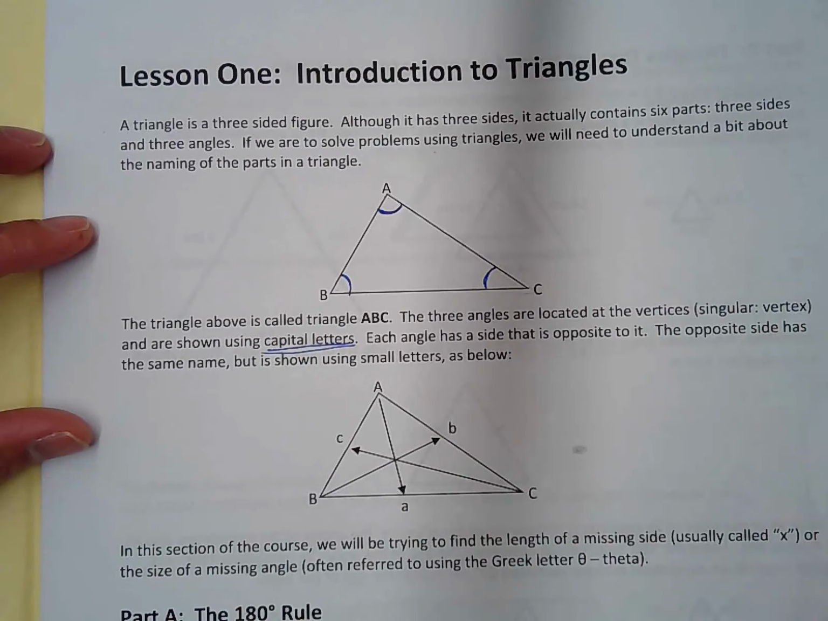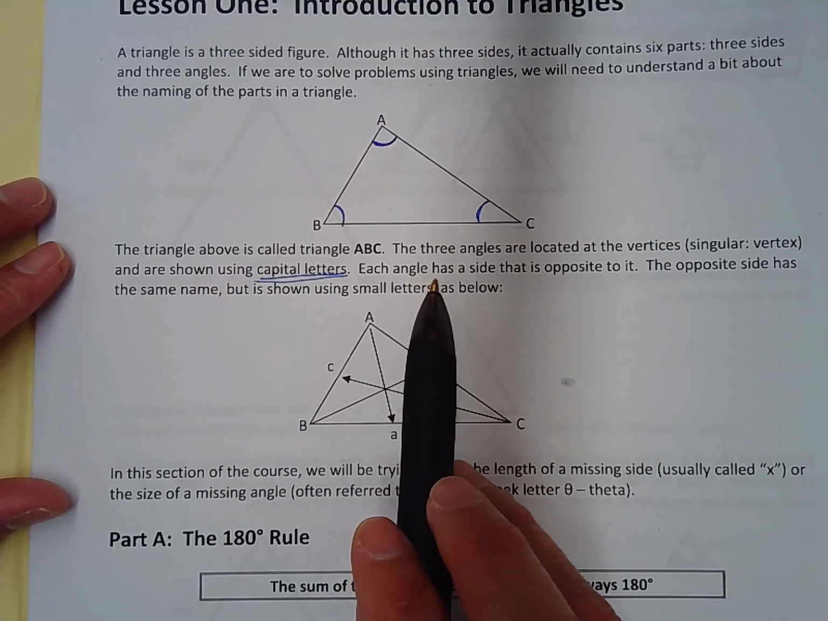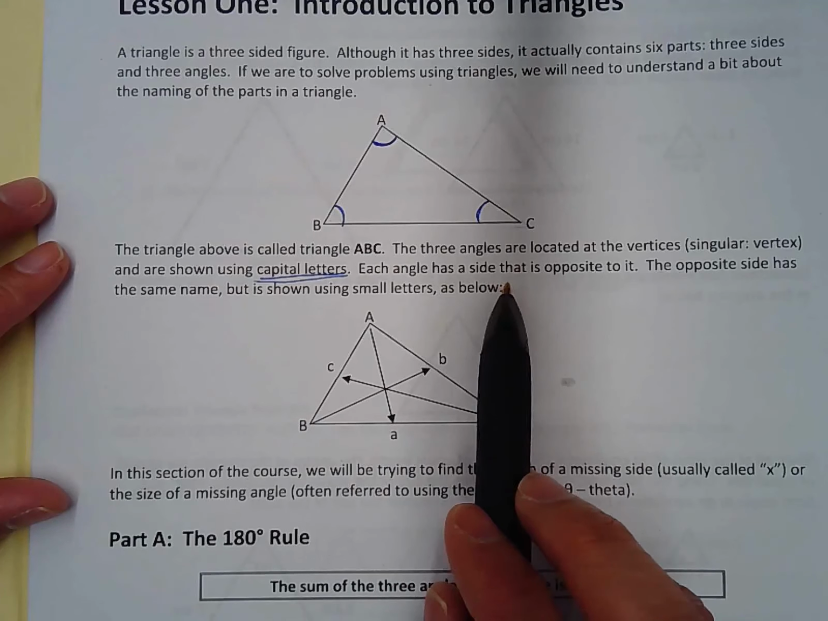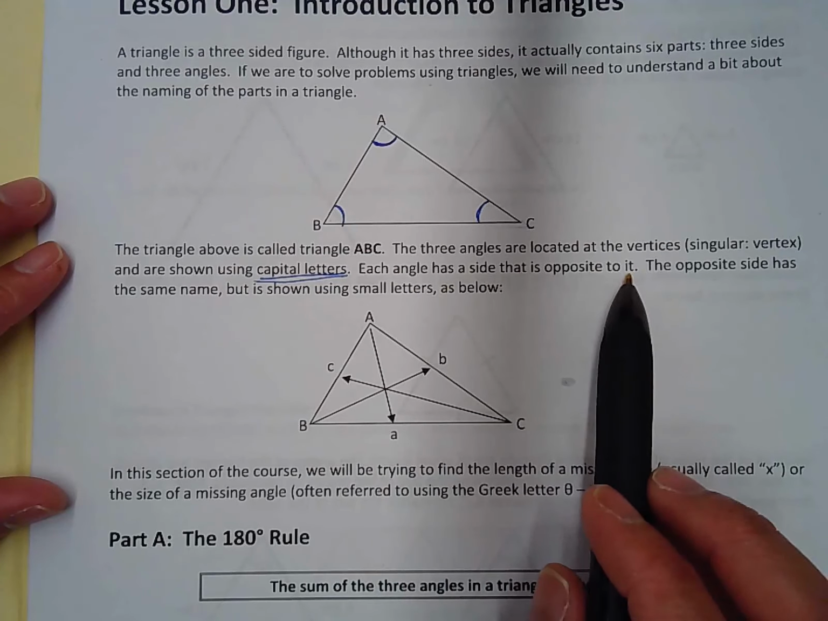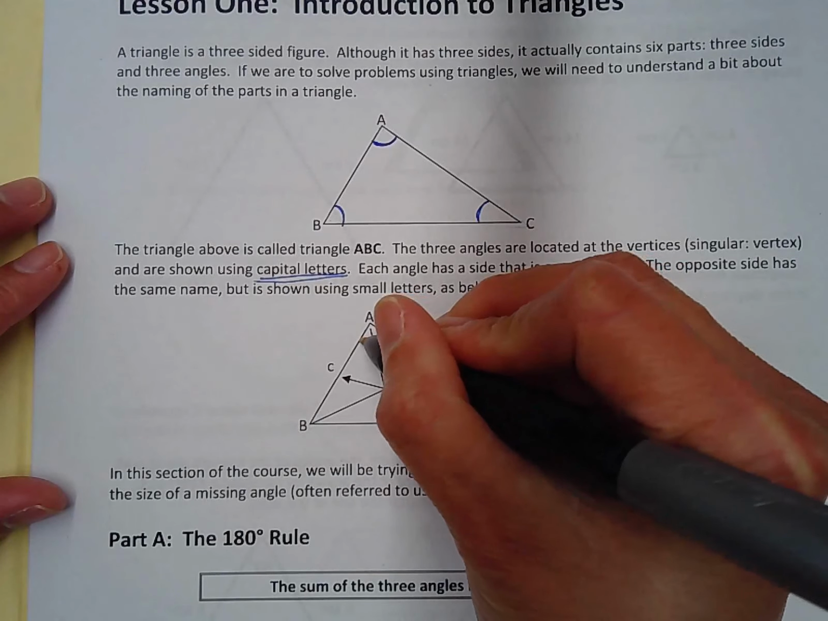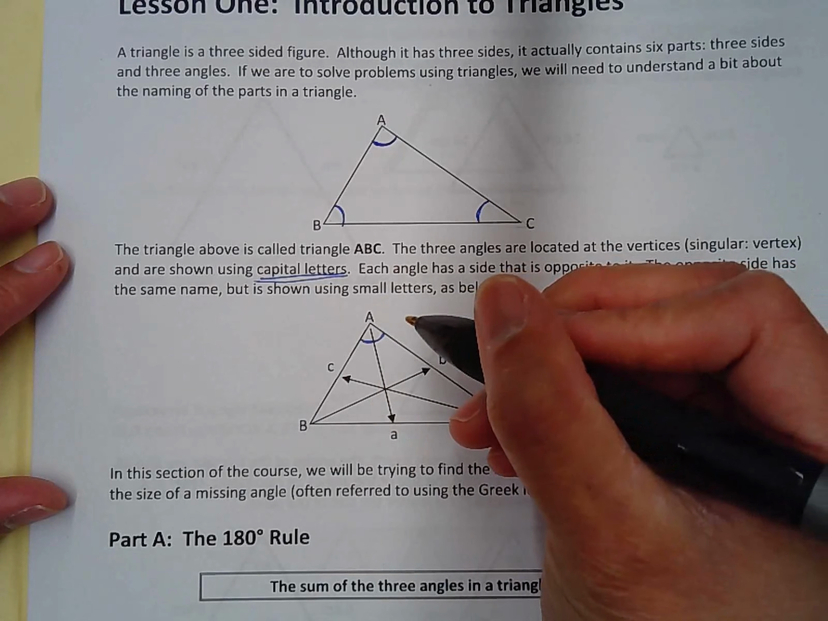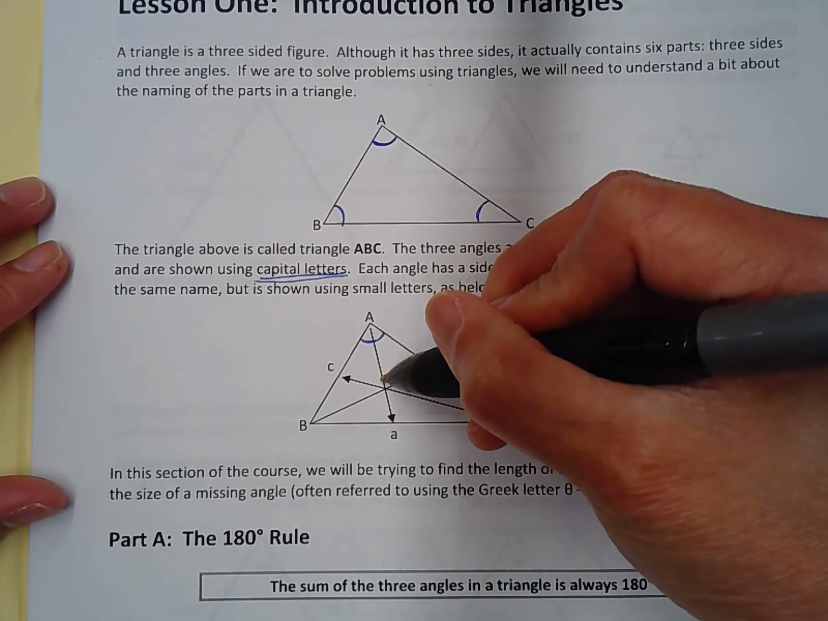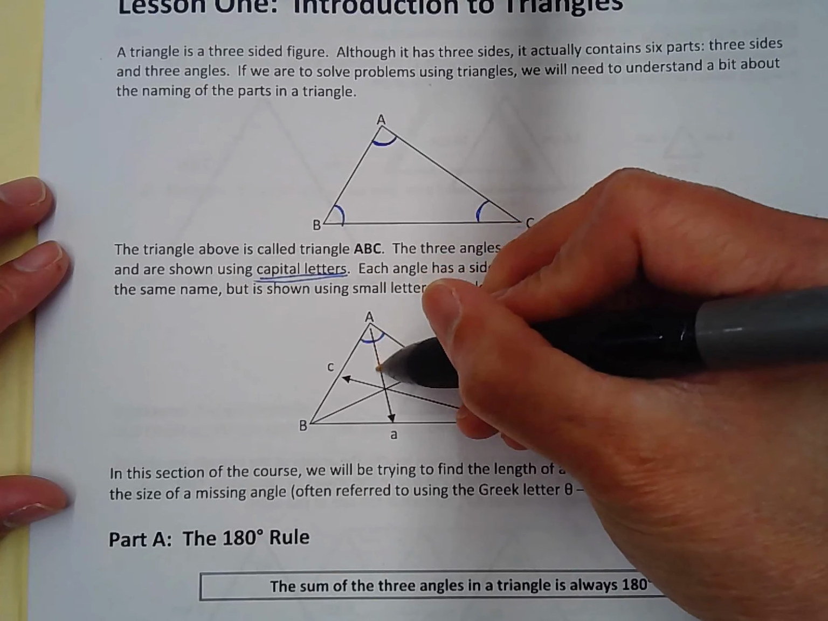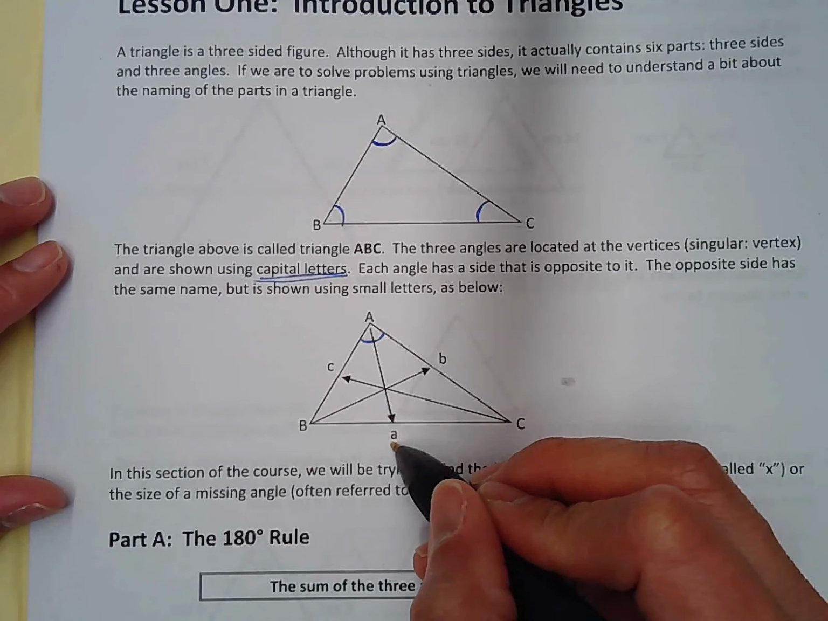A, B, and C. Now, each angle has a side that's opposite to it. So if this is your angle A, your angle A is above. Right across from angle A is side A. This is side A.